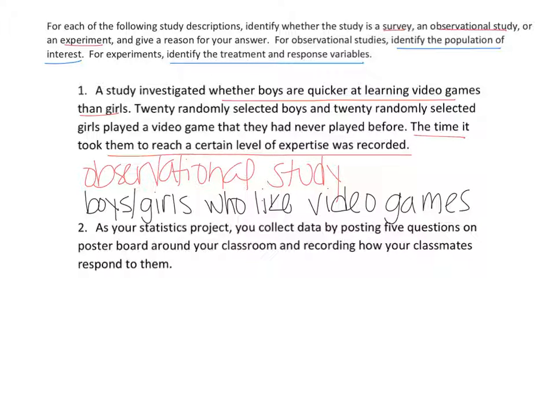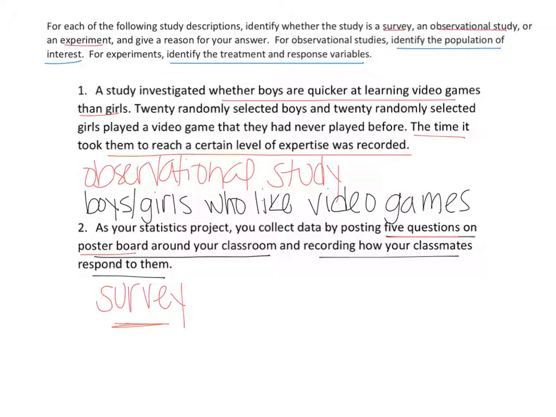Okay, number 2. As your statistics project, you collect data by posting 5 questions on poster board or in your classroom and recording how your classmates respond to them. While this is still technically observational, anytime you're asking people questions, that becomes a survey. You're still not manipulating or giving any kind of treatment that would make it an experiment, so it falls under observational study, but it's more specifically a survey because of the questions.